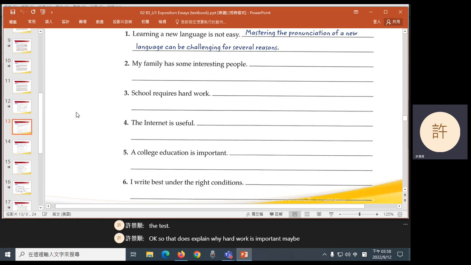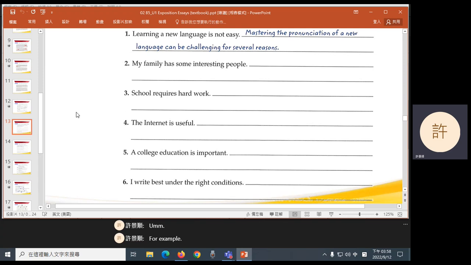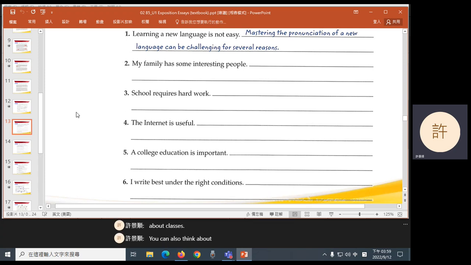Maybe we can add a bit more detail. For example, instead of school, you can say when you take classes in school, because schools don't have tests. Classes have tests. So if you're talking about tests, it fits more to talk about classes. You can also think about what kind of hard work you need to do in order to pass the test. So you can say, if you take classes in school, you need to pay attention in class and study at home in order to pass the test.